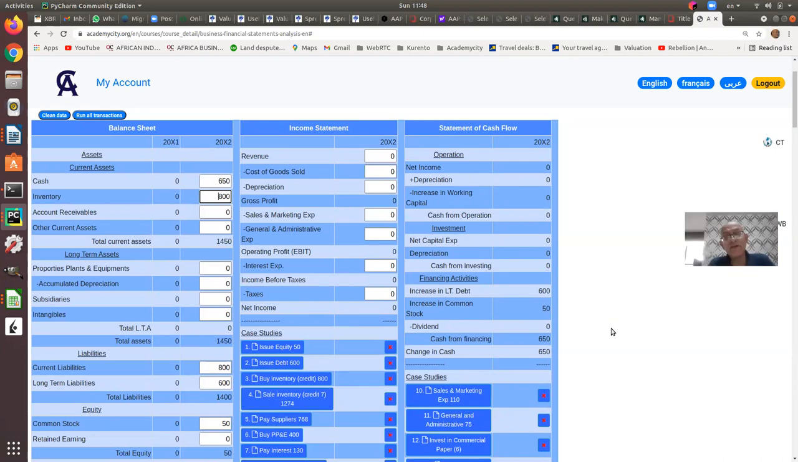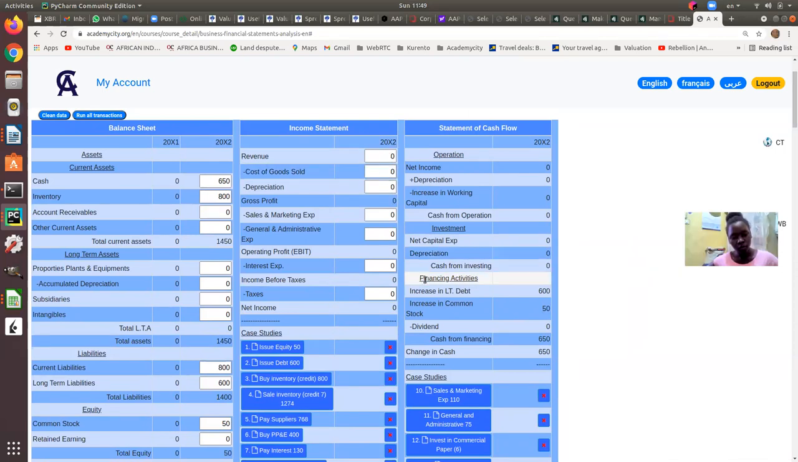Because in the statement of cash flow, we do one more thing. Not every line, sometimes we combine several lines. If you notice, the inventory went up by 800. On the other hand, the current liabilities went up by 800. No change in the cash. So no surprise, no change in the cash.